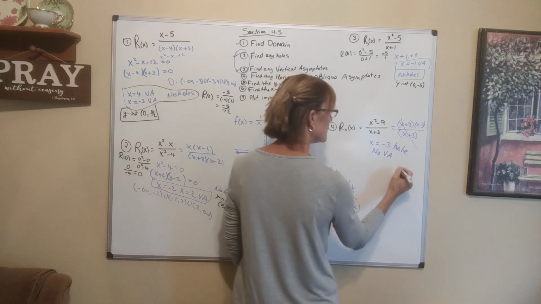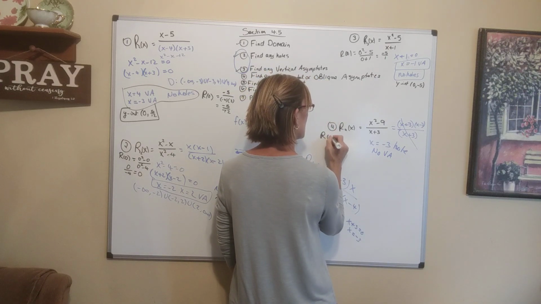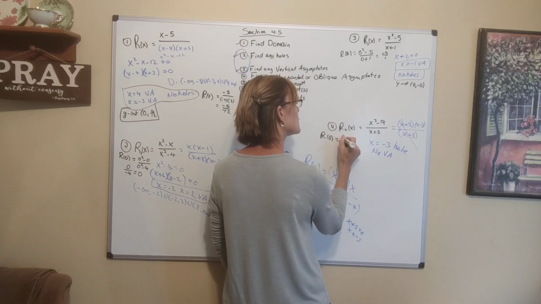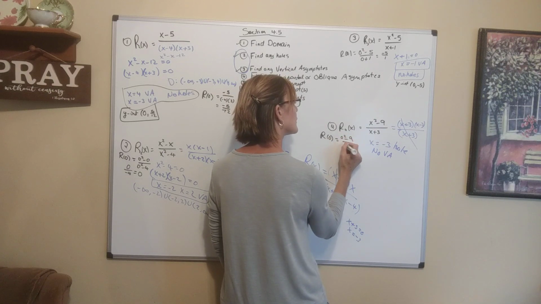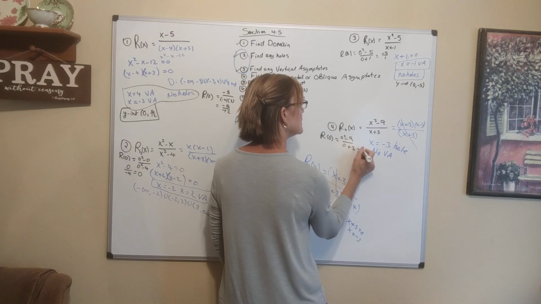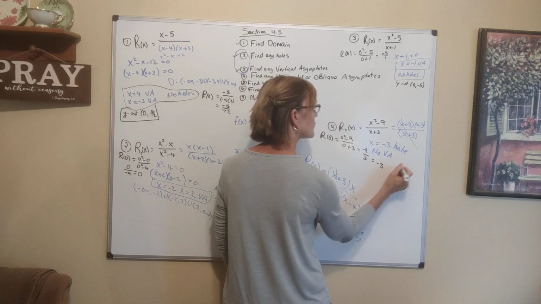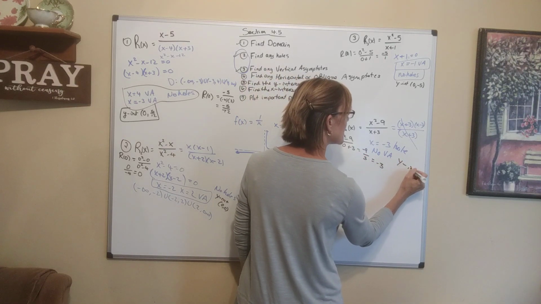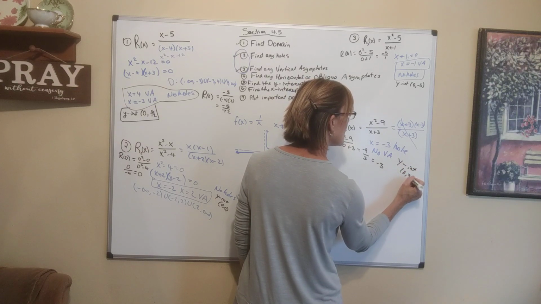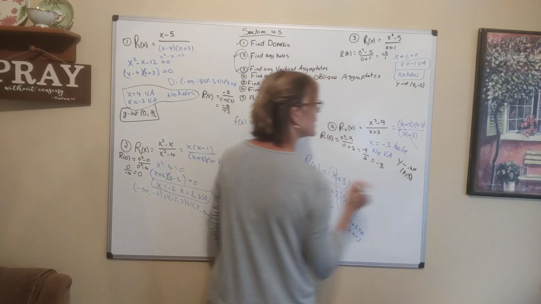All right, r of 0 here, let's see what that would be. r of 0 would be 0 squared minus 9 over 0 plus 3. 0 minus 9 is negative 9. 0 plus 3 is 3. We get negative 3. So the y-intercept here, when x is 0, y is negative 3.